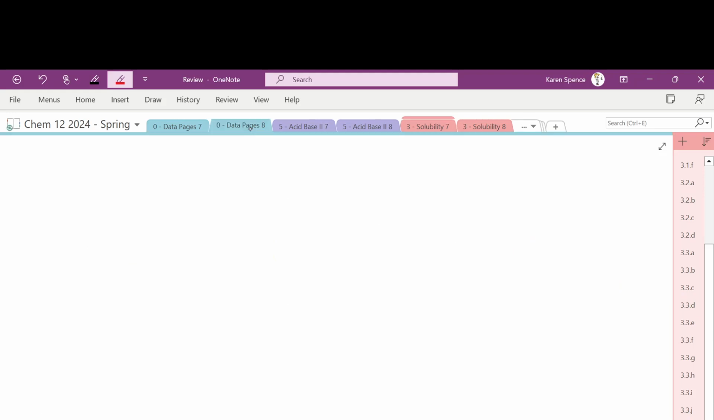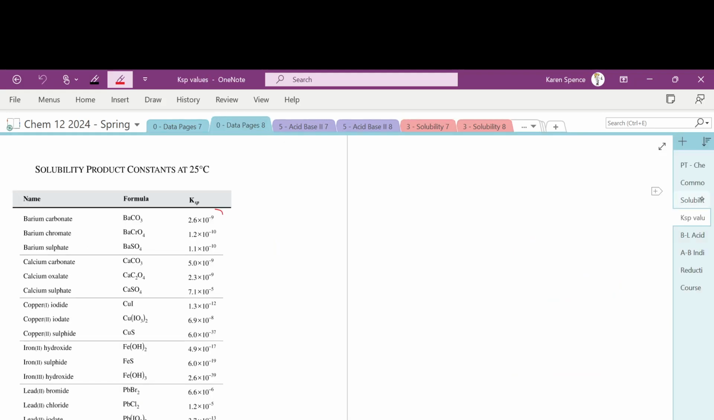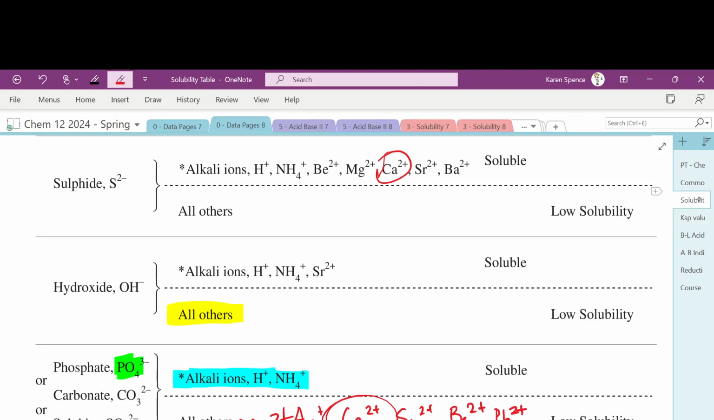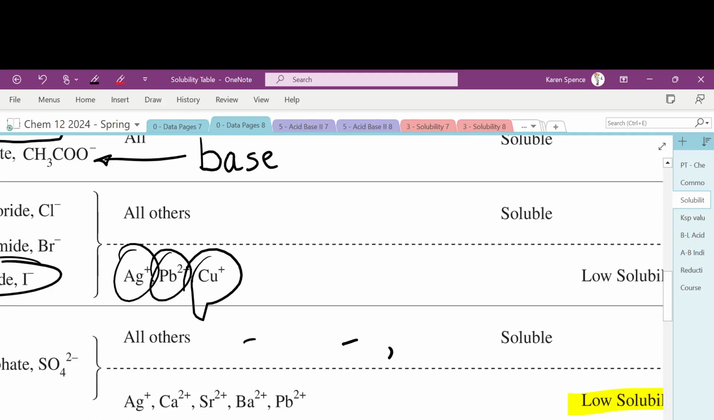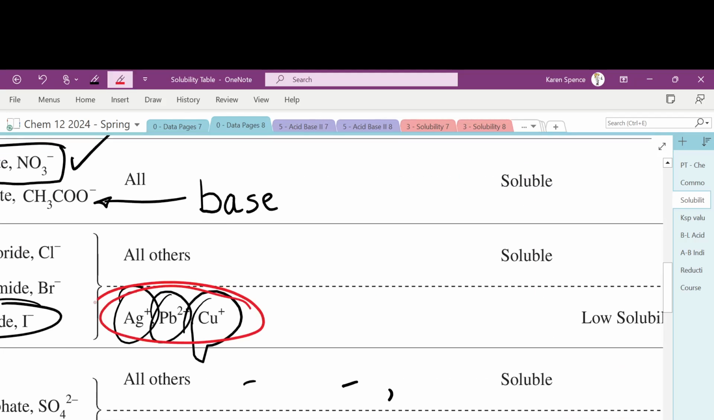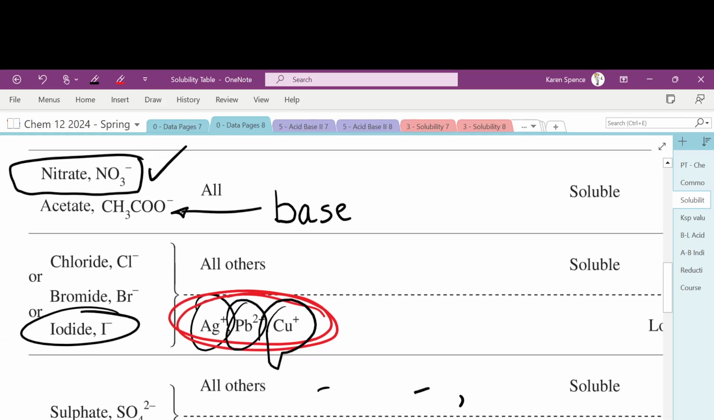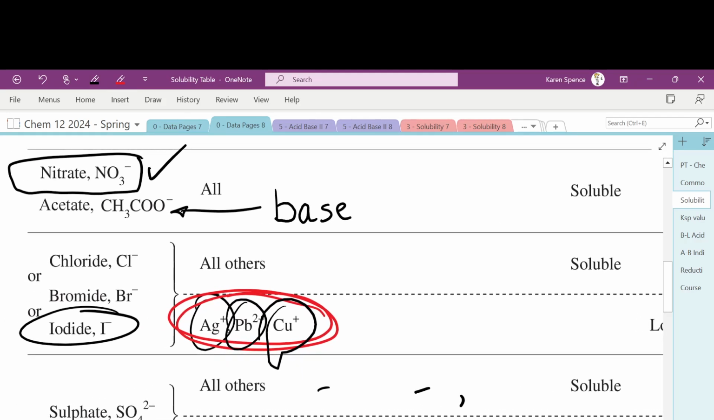So we're down to calcium chloride or calcium carbonate. And if we look on our data pages, carbonates are low solubility with just about everything. So calcium carbonate is going to be low solubility. Chlorides are soluble with almost everything except for these three guys: copper, silver, lead. And so it's going to be the carbonate.